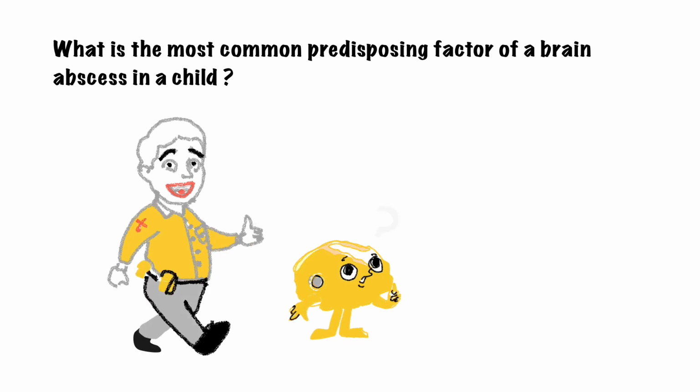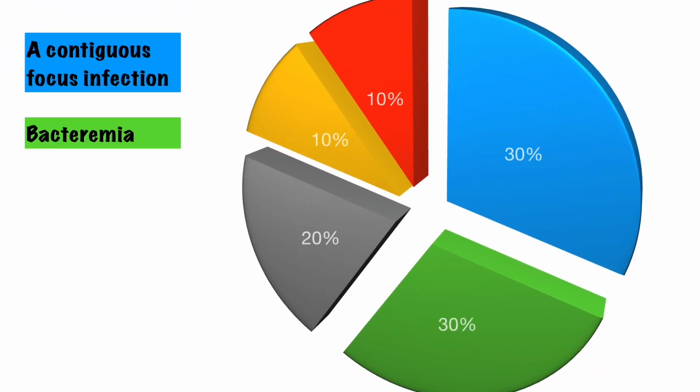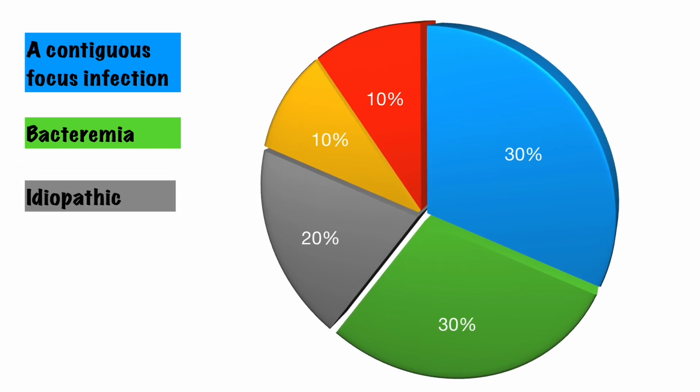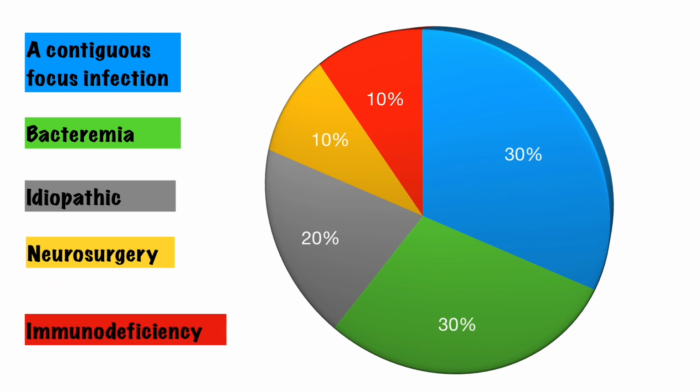What is the most common predisposing factor of a brain abscess in a child? A contiguous focus infection, bacteremia. Idiopathic. Neurosurgery. Immunodeficiency.